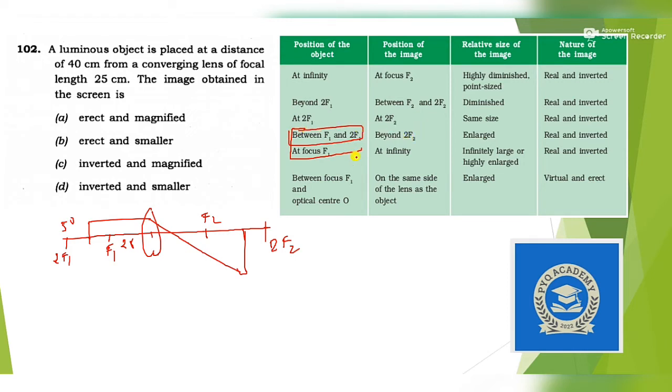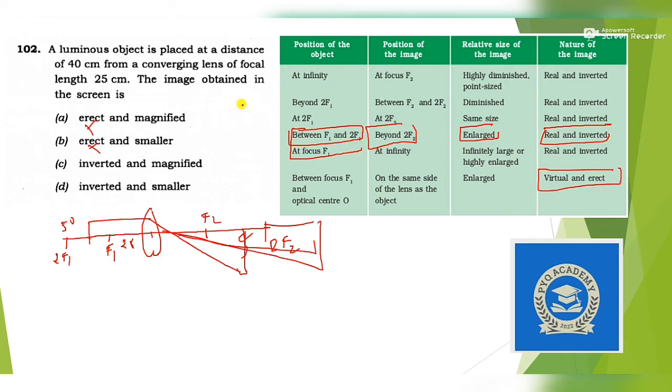So the position of the image, wait, it will not be here, it will be beyond 2f2, sorry. Okay, it will be beyond 2f2, and it is enlarged, real and inverted. So the erect option is wrong. Only in one case is there an erect image, in the case of a convex lens. Now inverted and magnified is the correct option. Smaller, no. Answer is option C.